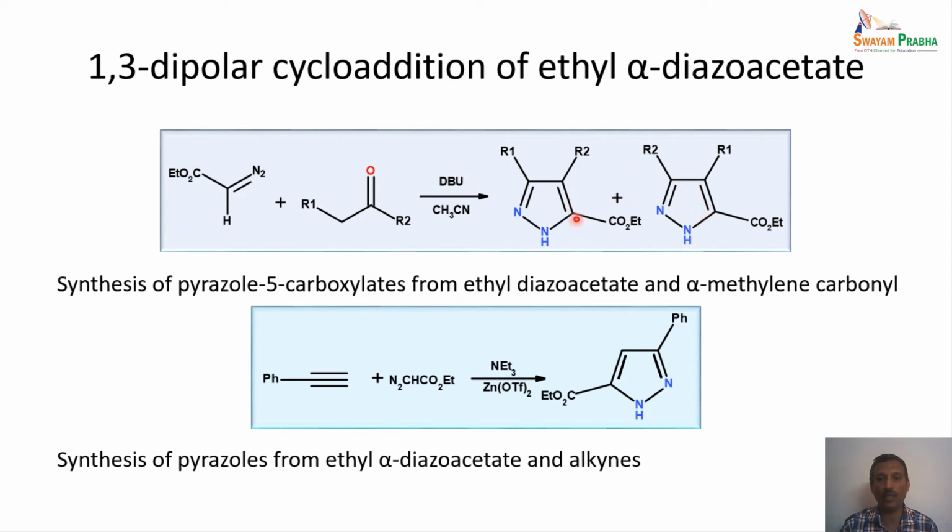In both cases we have a 5 position, that is, if we go 1, 2, 3, 4, 5, so 5-substituted carboxylate products are formed. The only thing is these two are giving regioisomers between 1, 2, 3, so 3,4-disubstituted regioisomers are formed. And when we use alkynes with ethyl diazoacetate in the presence of triethylamine as the base and zinc triflate as a catalyst, it gives the pyrazole derivatives.